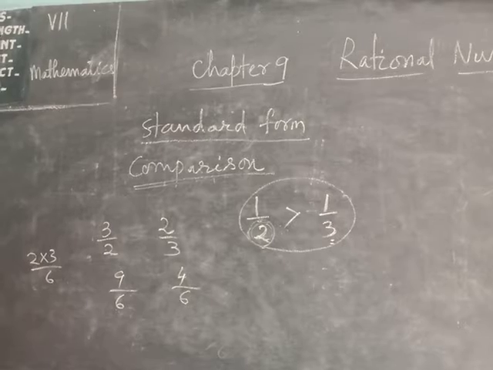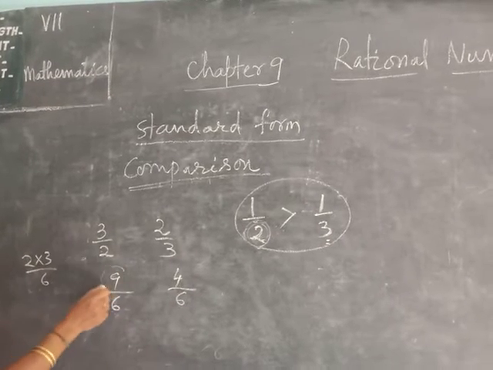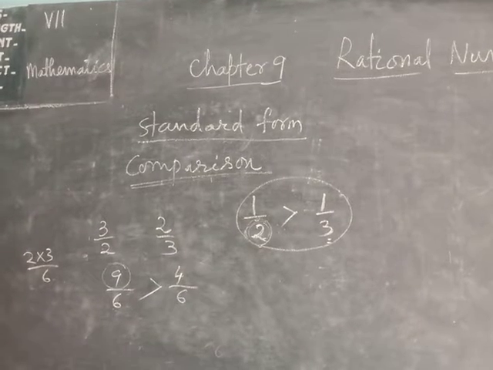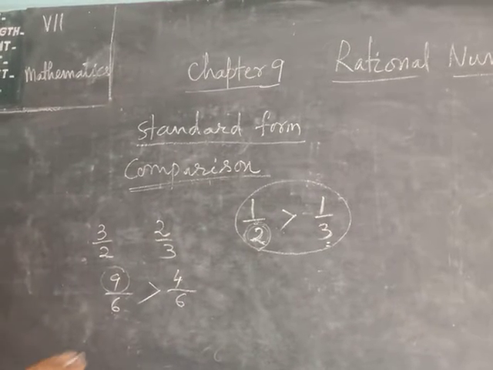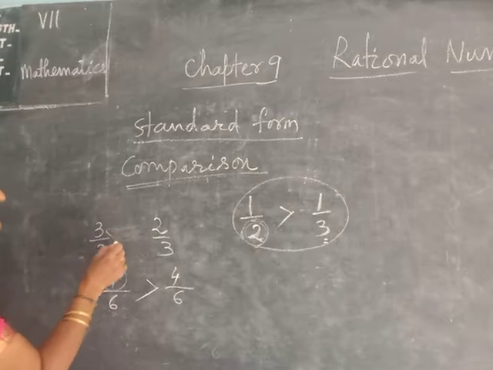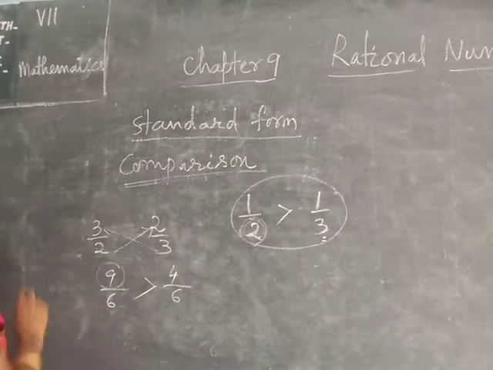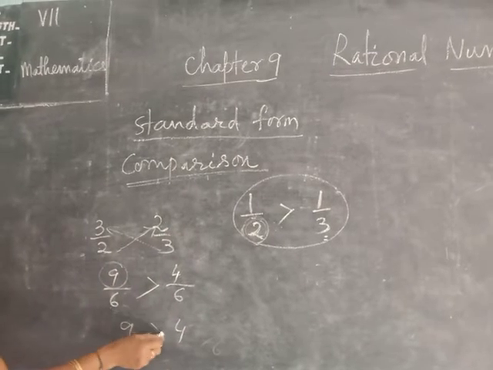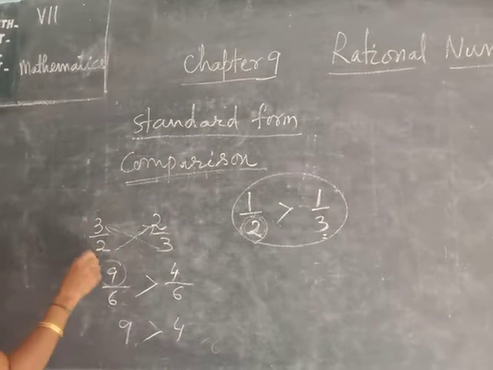And there, which one is greater? When the denominators are equal, the fraction with the greater numerator is the greater number. You write like this. This is one method. Another method is there. You have to do the cross multiplication. Then how much will come? 3 times 3 is 9 and 2 times 2 is 4. So which one is greater? This one is greater, so you have to write that this one is greater.